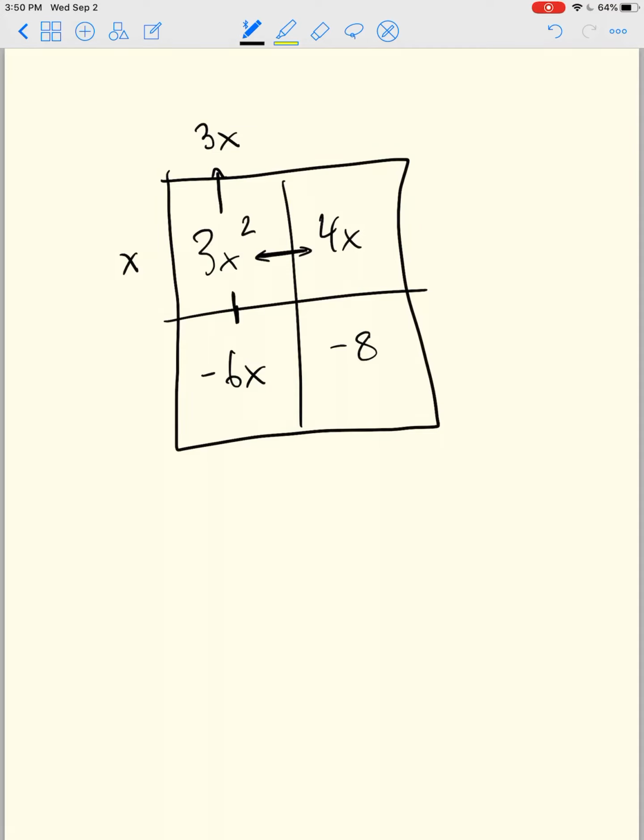You can also then do 4x and -8. The biggest thing that goes into both of them is just the number 4. And -6x and -8, the greatest common factor is going to be the number -2. And the same way we get x minus 2, 3x plus 4. So there are two different ways to get the factors.